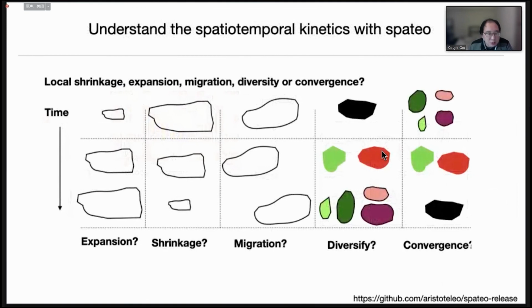Ultimately, we hope to use Spateo to understand how tissue expands, shrinks, migrates, diversifies, or converges. We are currently wrapping up a paper on these topics, and we will release it pretty soon.